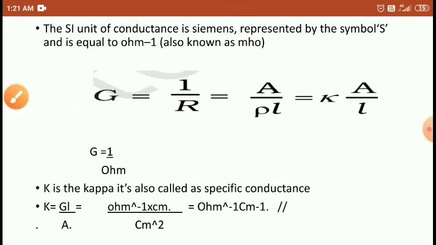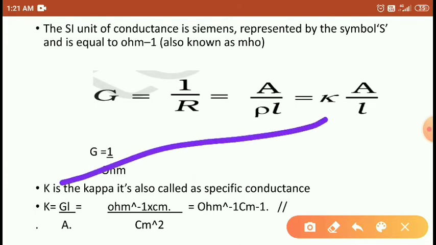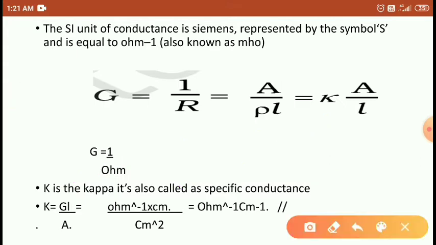Yes students. K stands for kappa. Kappa is called specific conductance. So what is the unit of kappa? If kappa is moved outside, it becomes G L by A. Then G is per ohm, L is centimeter and A is centimeter square. So centimeter gets cancelled, and kappa has the unit per ohm per centimeter. Right, friends?